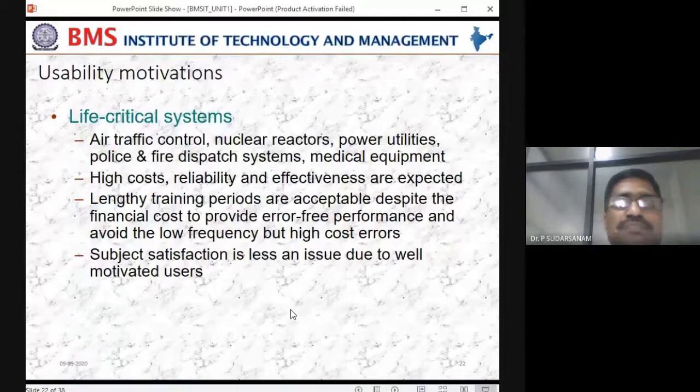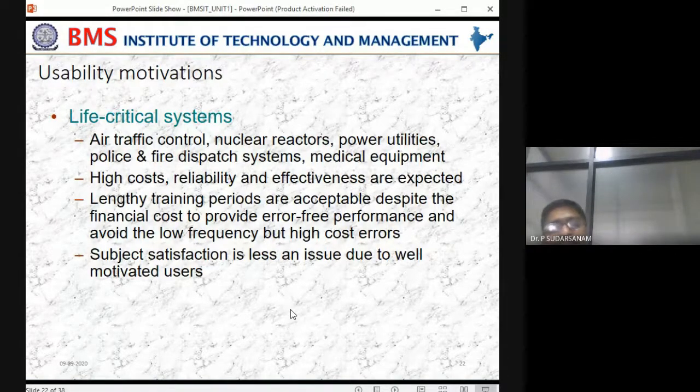Next is lengthy training periods are acceptable despite the financial cost, to provide error-free performance and avoid the low cost, low frequency but high cost errors. So this was another example.